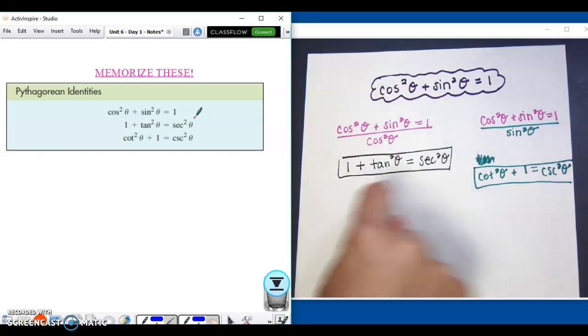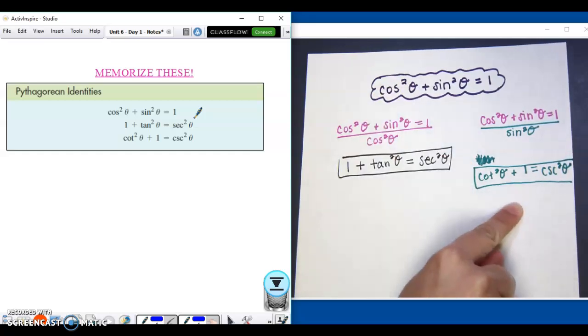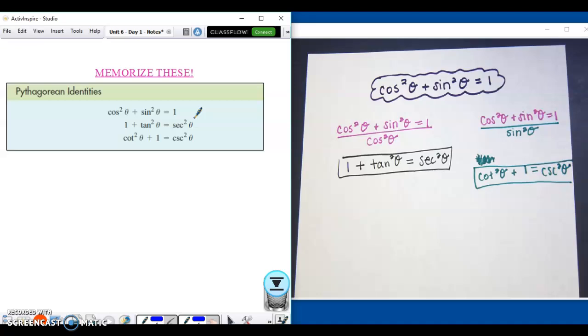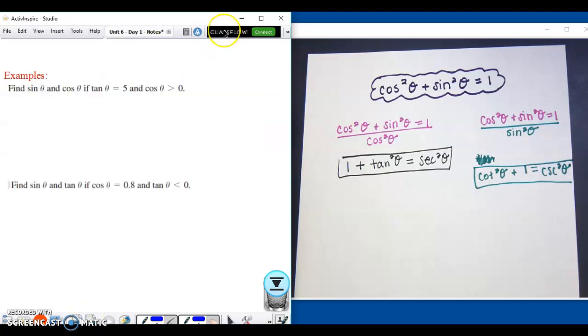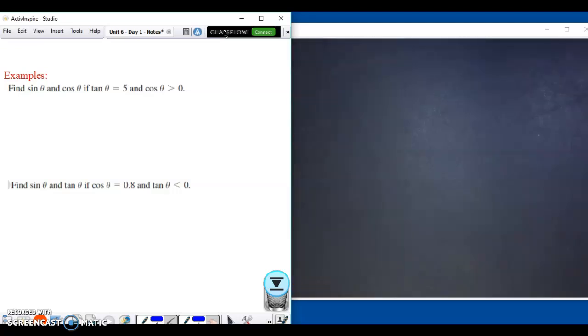So these are all called Pythagorean identities, just different relationships between the different trig functions. And you do have to make sure that you know this. Okay, and the last thing for this video, we're going to use these trig Pythagorean identities and the trig functions to solve a few problems.